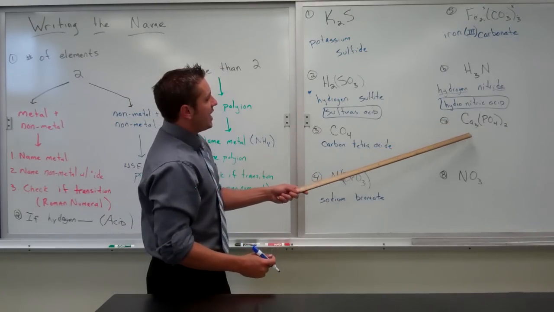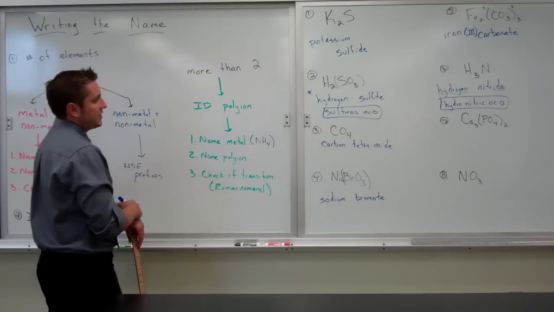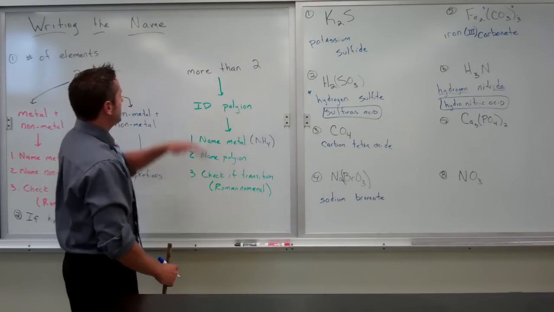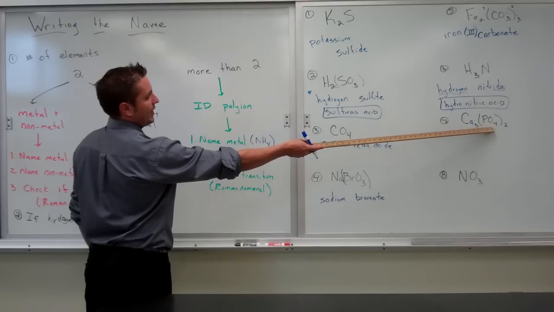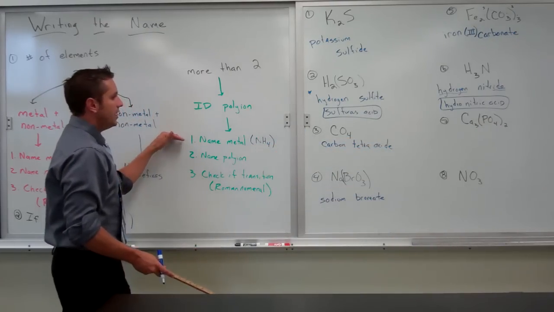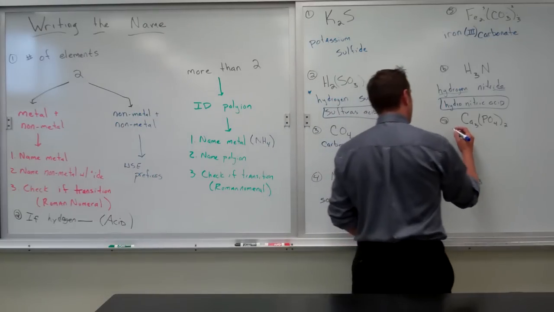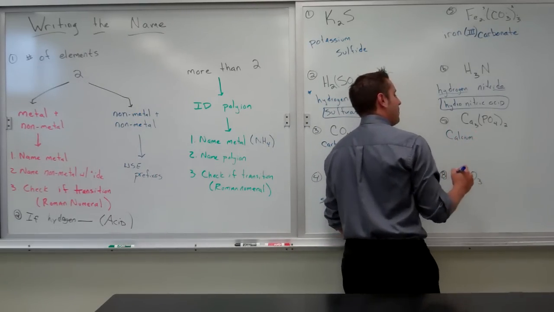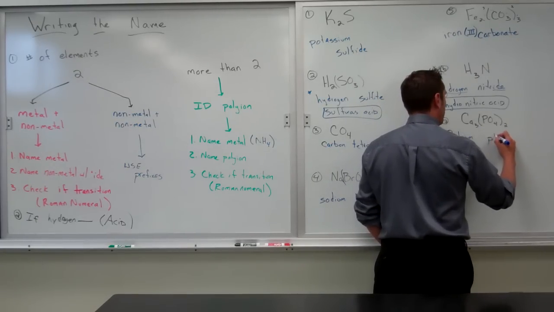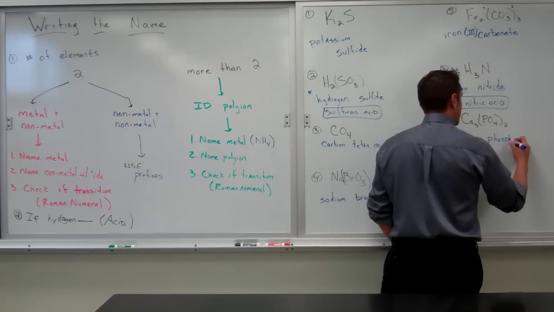Number 7, Ca3(PO4)2. We have 3 elements, which means we're working in this column. ID the polyion. It's already taken care of. It's in parentheses. So I name my metal, which is calcium. I name my polyion, and PO4 is called phosphate.